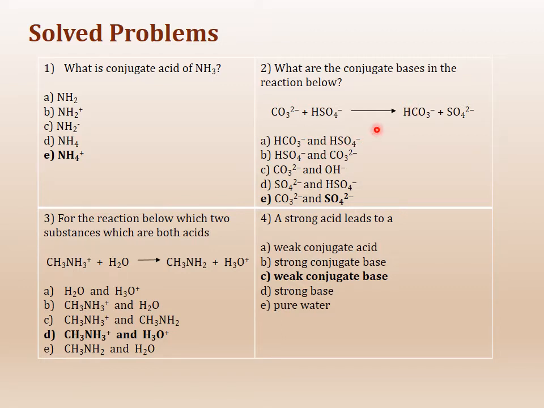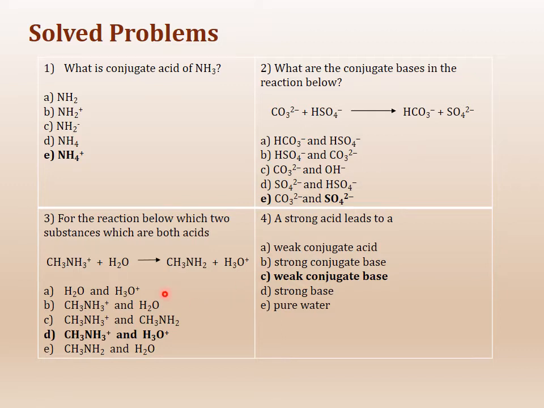So looking at the bases, you would need to have something that does not have the protons, which means the carbonate and the sulfate. So those would be the conjugate bases. So the answer is E, where you have the carbonate and the sulfate. The HSO4 minus and the HCO3, the hydrogen sulfate and hydrogen carbonate, these two are actually going to be conjugate acids in this reaction, because those two have the protons in them.